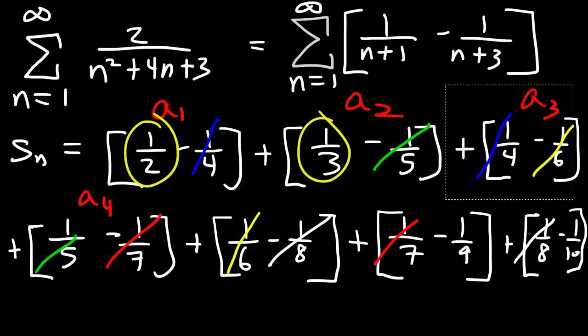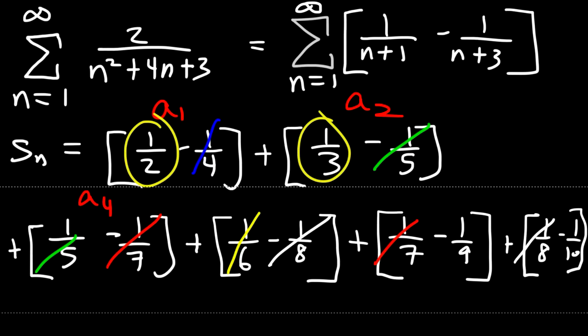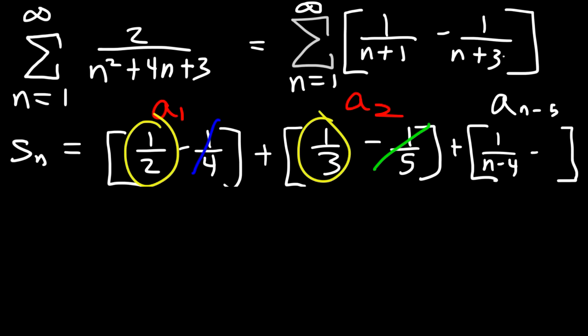Now let's get rid of this. And this as well. Now what I'm going to do is get the a sub n minus 5 term, so you can see what's going on towards the end of the sequence of partial sums. So if we plug in n minus 5 into this expression, n minus 5 plus 1 is going to be n minus 4, and then n minus 5 plus 3 is going to be n minus 2.